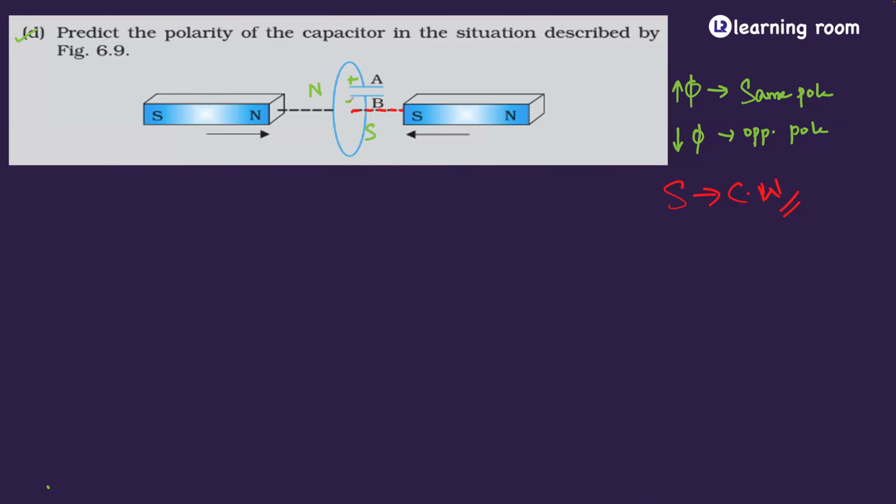Is it like this? You're able to see this side. So this is A, this is B. So current goes from A to B. Clockwise, then this is A, this is B. So this should be the direction of current. This is A, this is B. So this is positive, this is negative. So make a note of it.